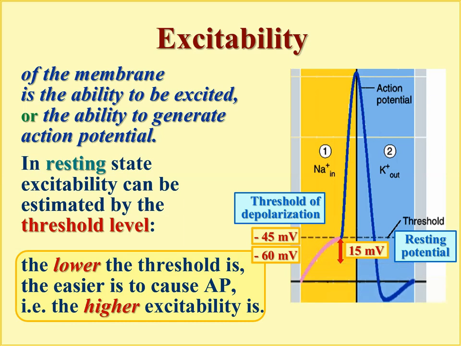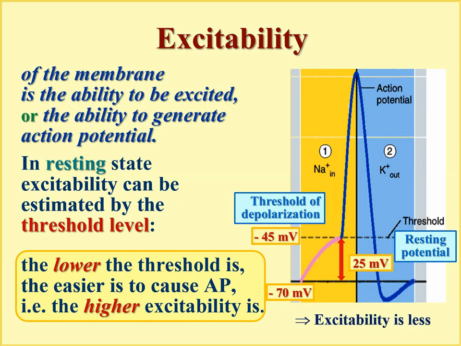And let's see another case: the other cell has resting potential minus 70. And the threshold level, let's admit, is the same, minus 45. Then the threshold is higher, and now it makes 25 millivolts. And then, to stimulate such a cell to reach action potential generation, we should choose a stronger stimulus, at least 25 millivolts, no less. So the stronger stimulation is necessary, the less is excitability. So higher threshold corresponds to lower excitability. So here excitability is less as compared to the previous situation.